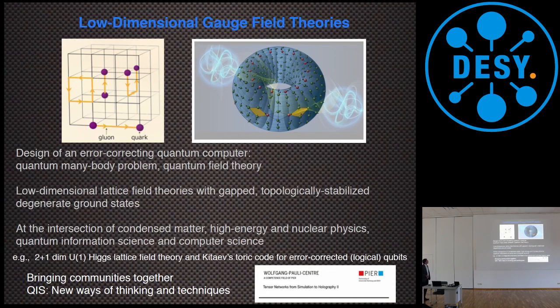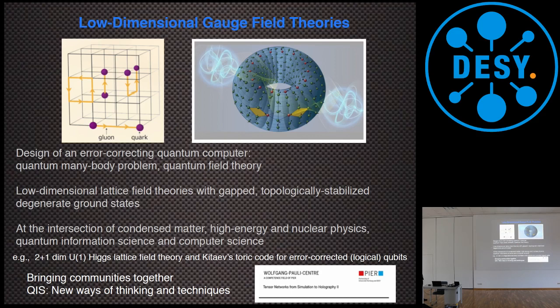So, low-dimensional gauge theories. These are important not just for the physics; the study of these non-abelian gauge theories is also going to have importance for quantum information science. If you want to design an error-correcting quantum computer, one should think about this as a quantum many-body problem, most likely involving quantum field theory.